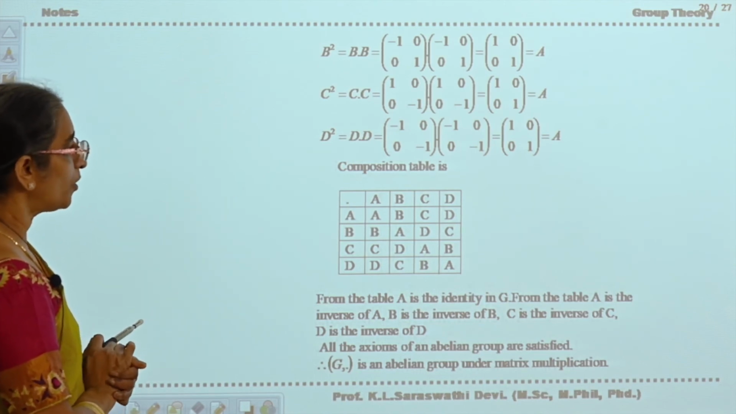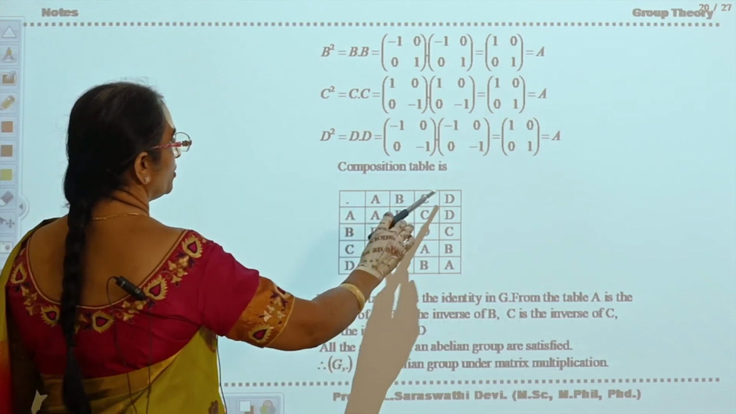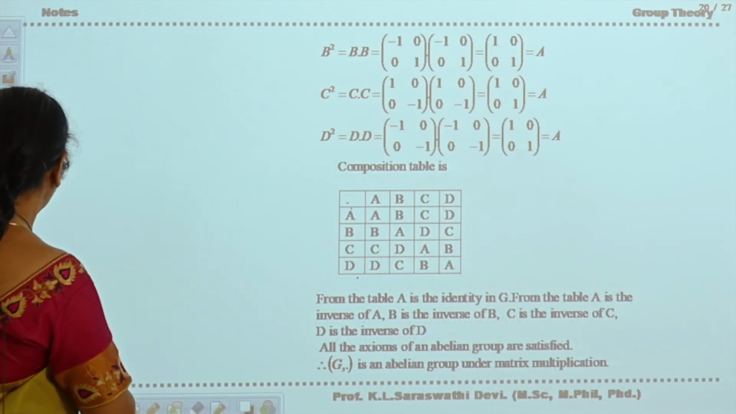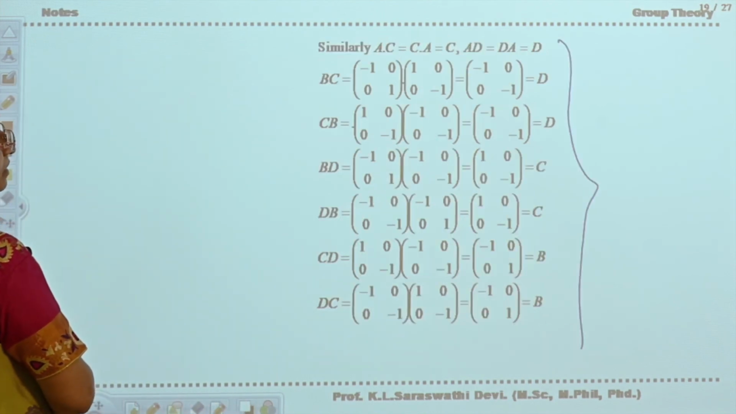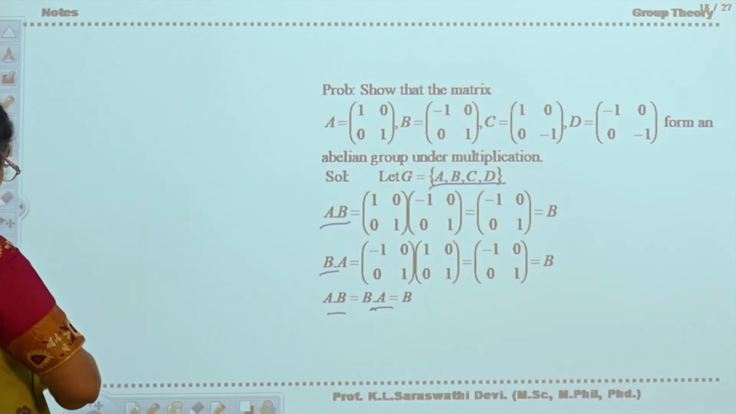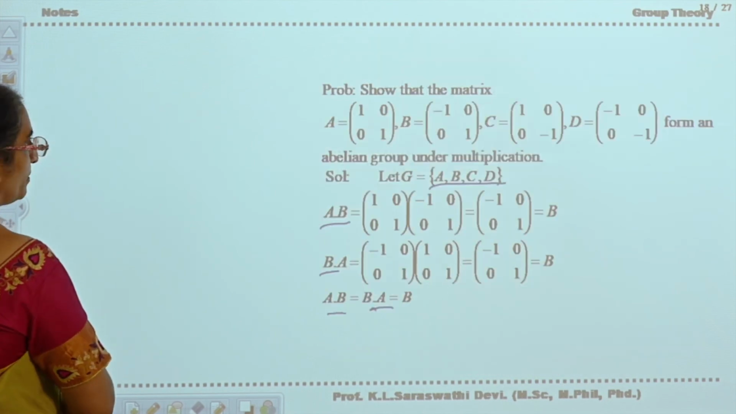Now, from the composition table, like that you have to verify. A, B, C, D you have written. What is A, see there? What is given for A? 1, 0, 0, 1. It is called an identity matrix. So, it is an identity matrix.